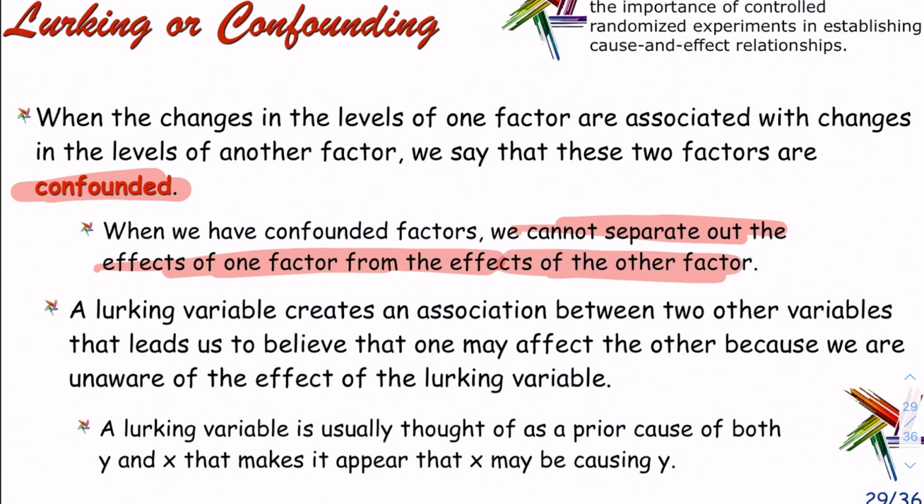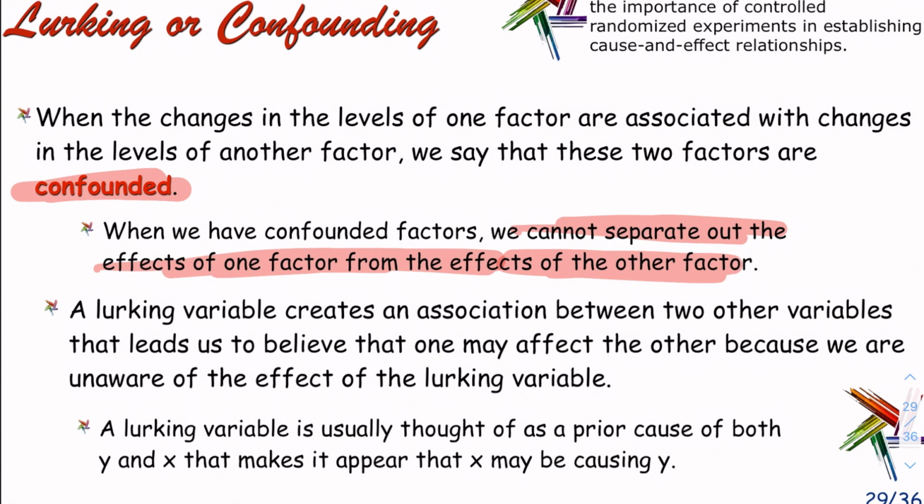Whereas a lurking variable creates an association between two other variables that leads us to believe that one may affect the other because we are unaware of the effects of the lurking variable. So a lurking variable is usually thought of as a prior cause of both y and x that makes it appear that x may be causing y.